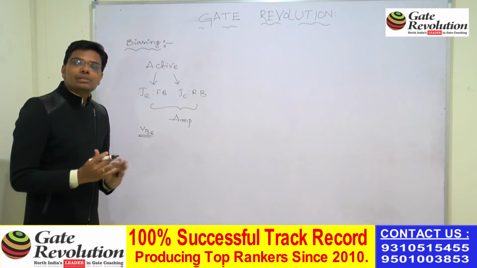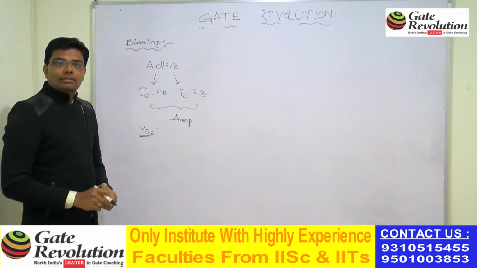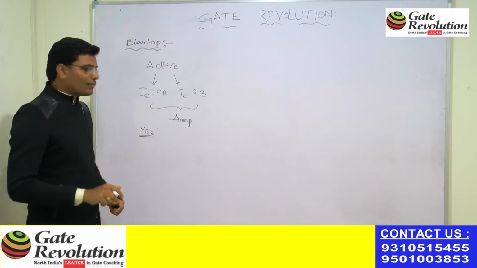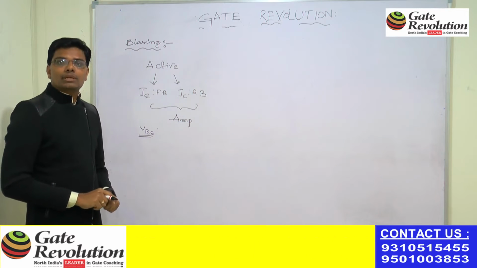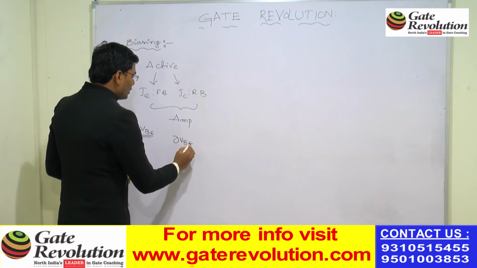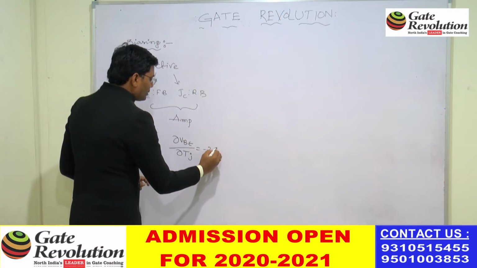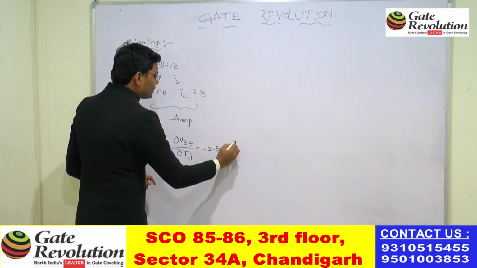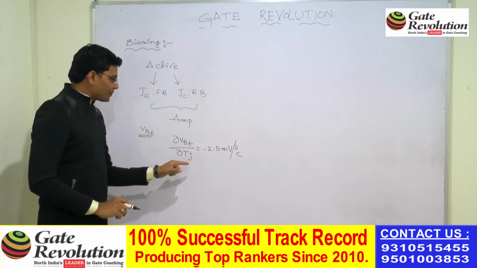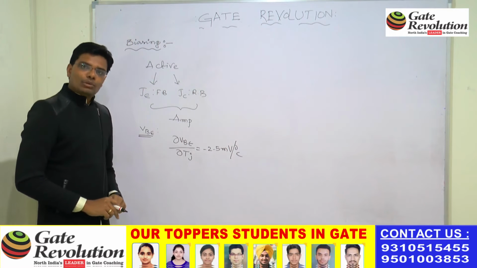As we continuously apply the DC voltage to the emitter junction, the temperature increases across the emitter junction and affects the base to emitter voltage. How does it affect? It affects base to emitter voltage with this relation: minus 2.5 millivolts per degree centigrade. For every 1 degree rise in temperature, forward bias voltage VBE decreases by 2.5 millivolts.